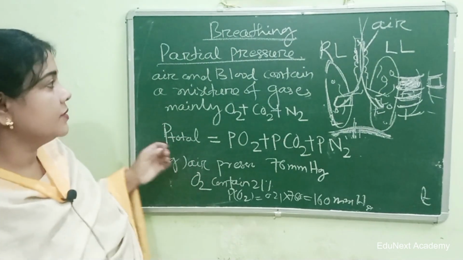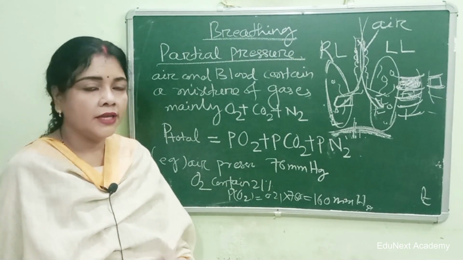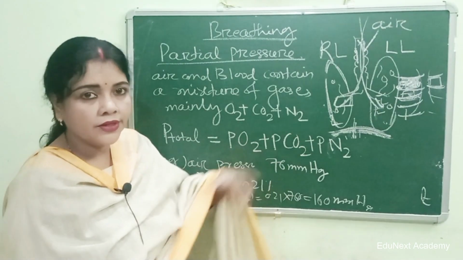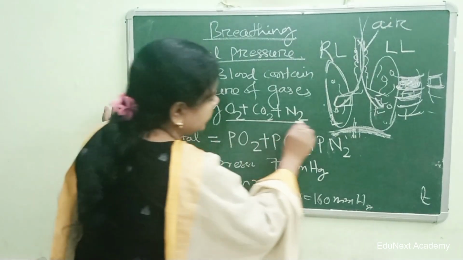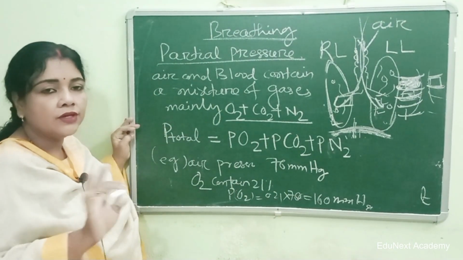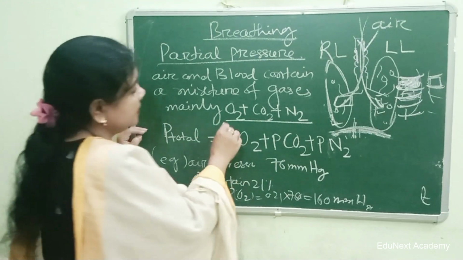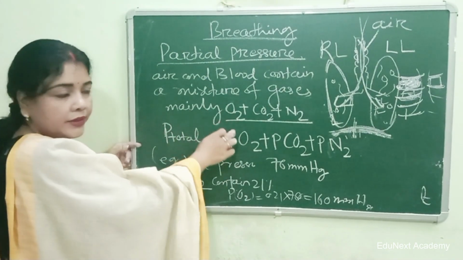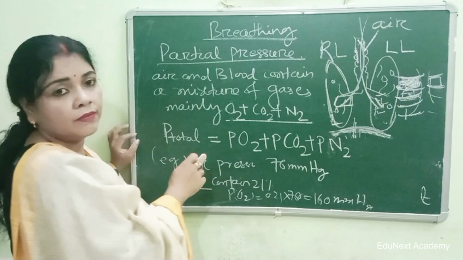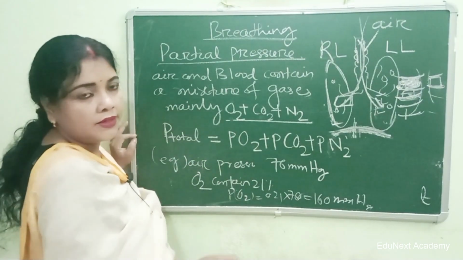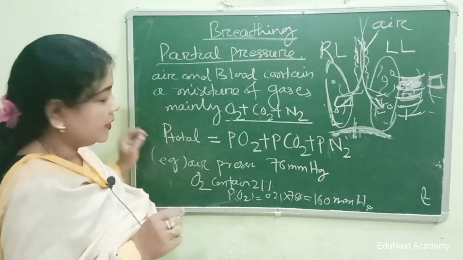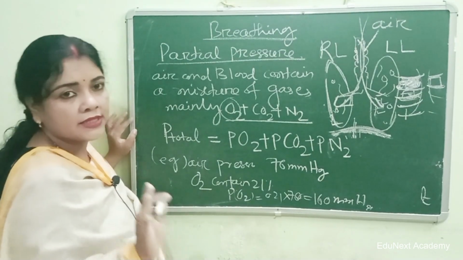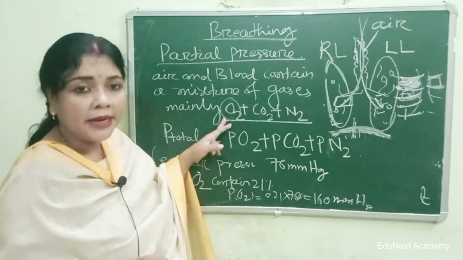The air we are taking inside, or the air inside the blood, contains basically oxygen, carbon dioxide and nitrogen. So this air is a mixture. It is not a homogeneous gas, it is a heterogeneous gas, a mixture of oxygen, carbon dioxide and nitrogen. So the total pressure of the air is the pressure due to oxygen, plus the pressure due to carbon dioxide, plus the pressure due to nitrogen. If we take the individual pressure of an individual gas, that is known as partial pressure.